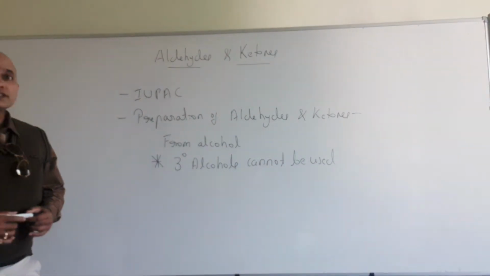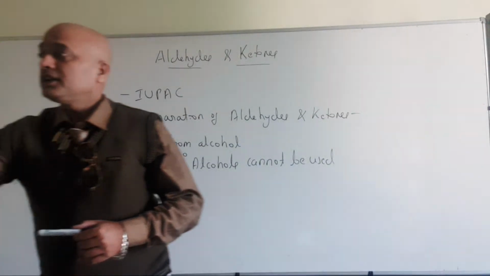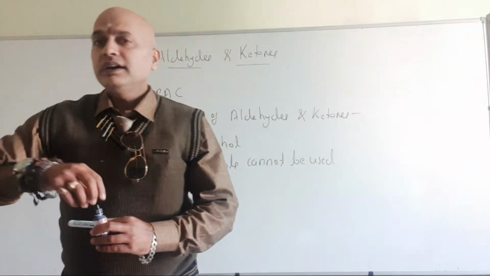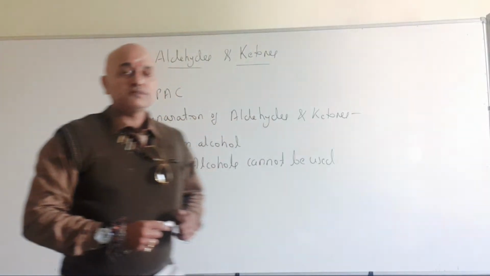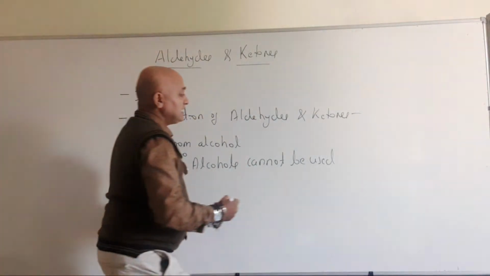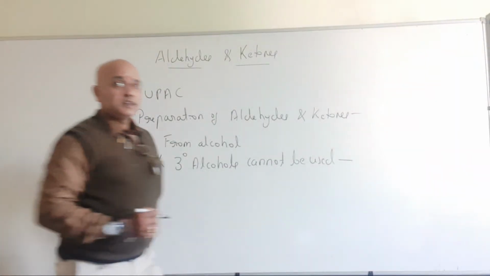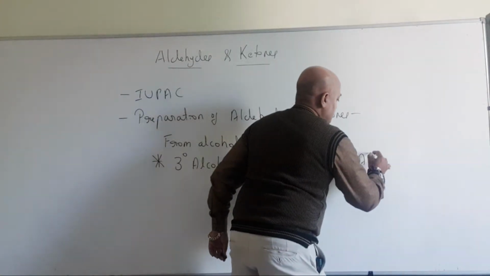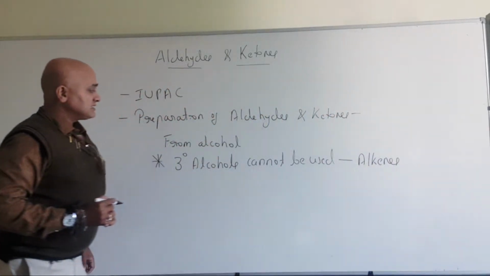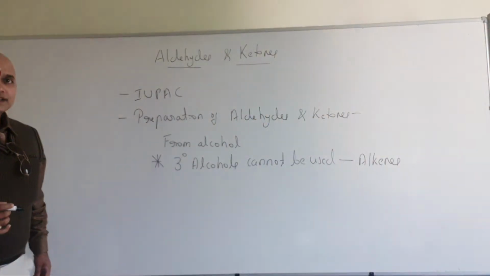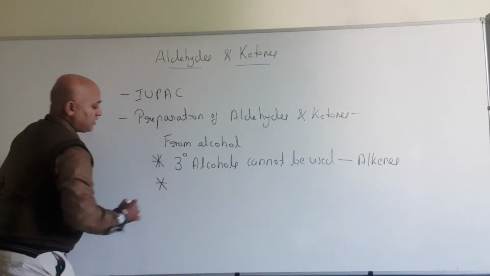Why? Because tertiary alcohol will get converted into unsaturation, that is alkenes. Tertiary alcohols will get converted into alkenes. So that's where it cannot be used, because it will give rise to formation of alkenes. Okay? So that is one point with respect to tertiary alcohols.